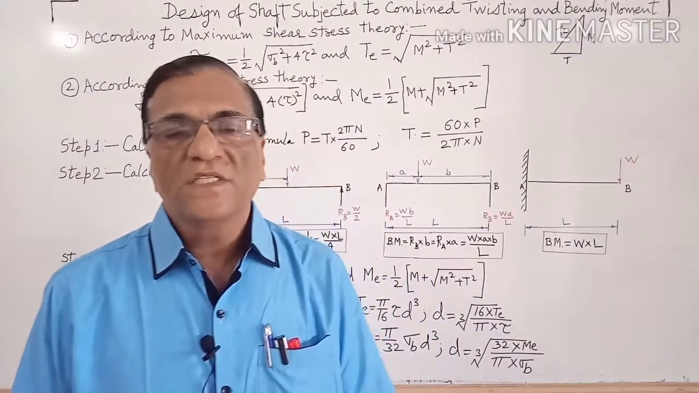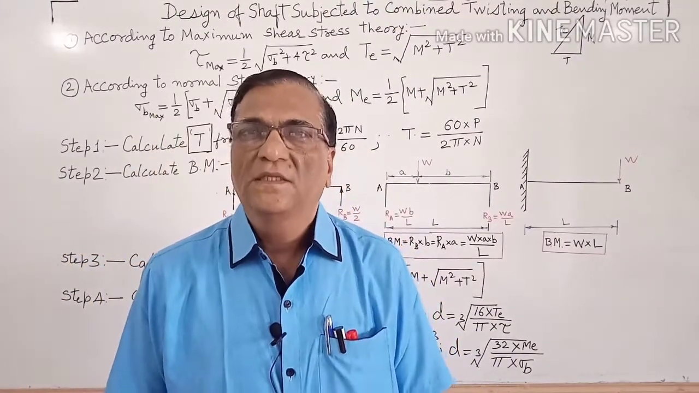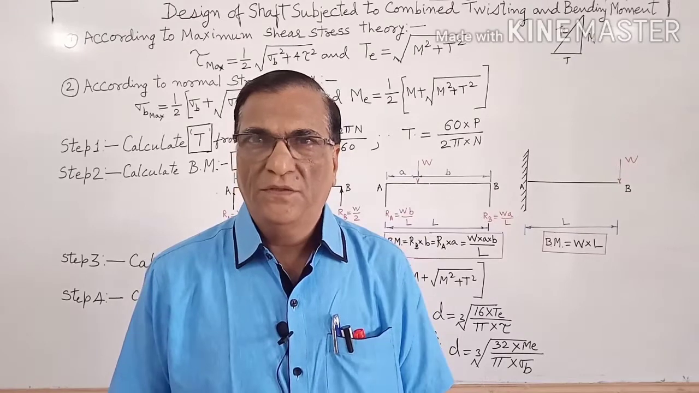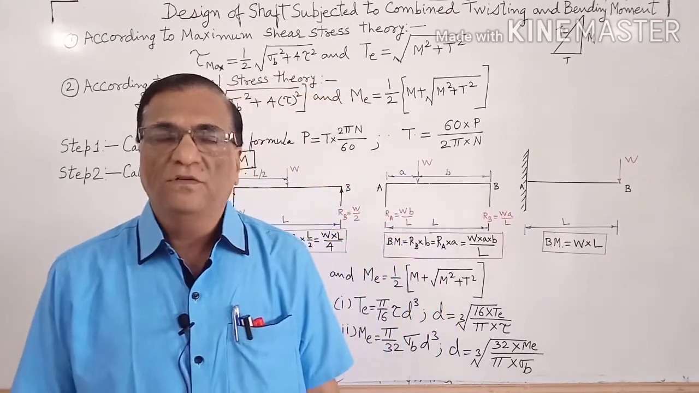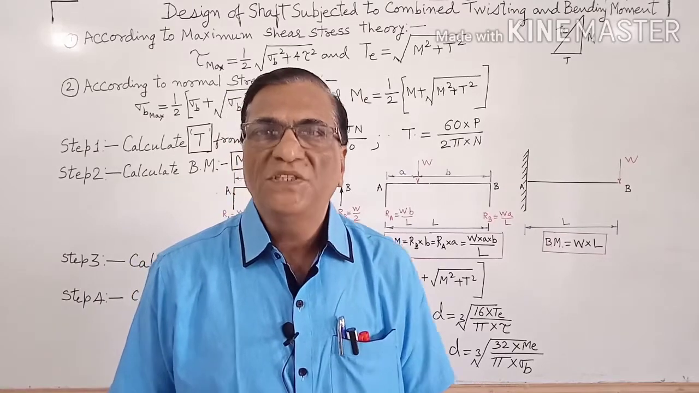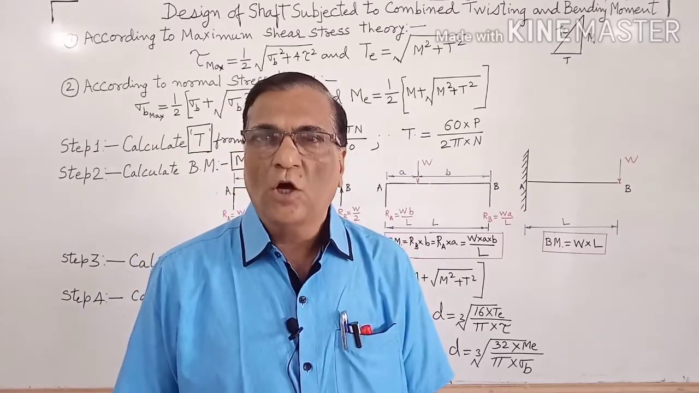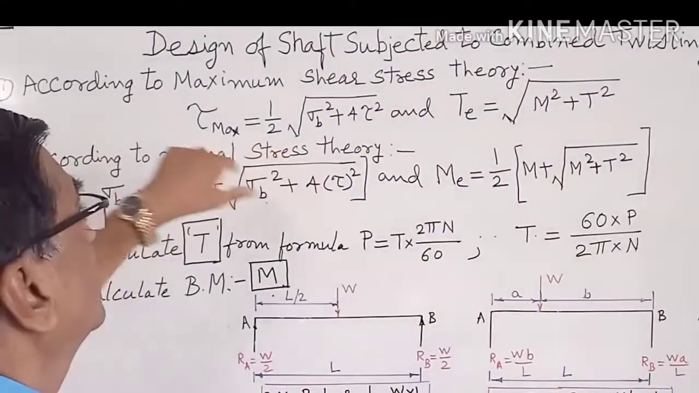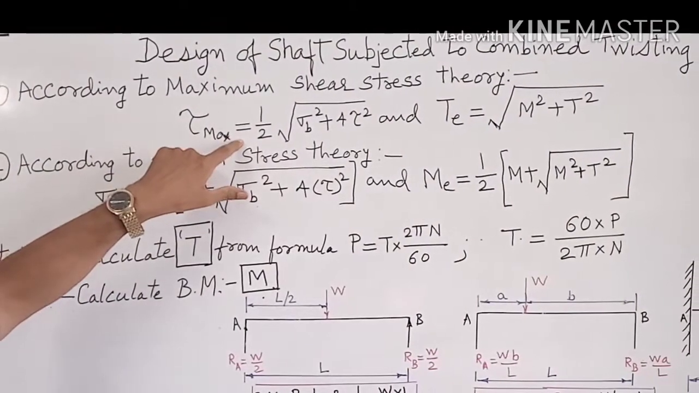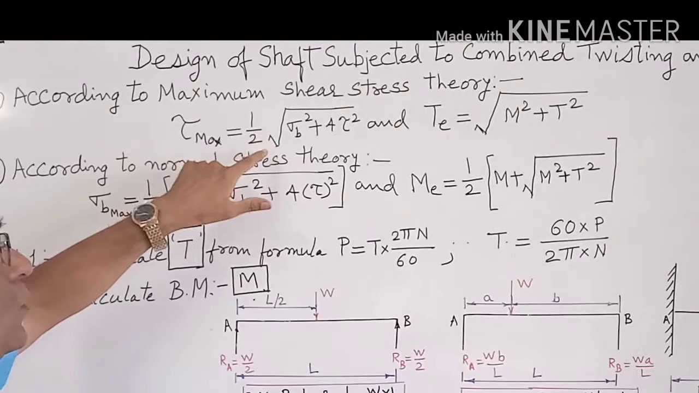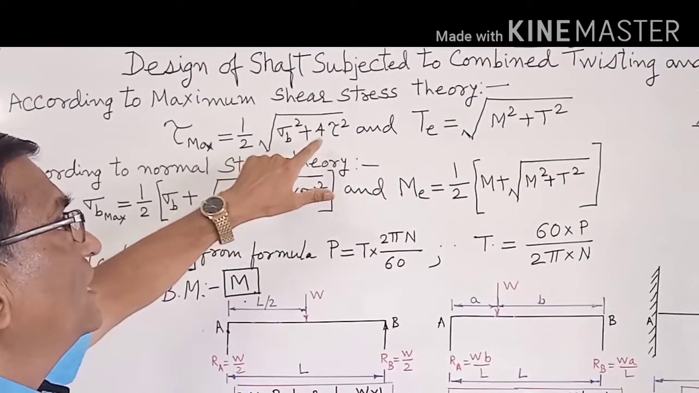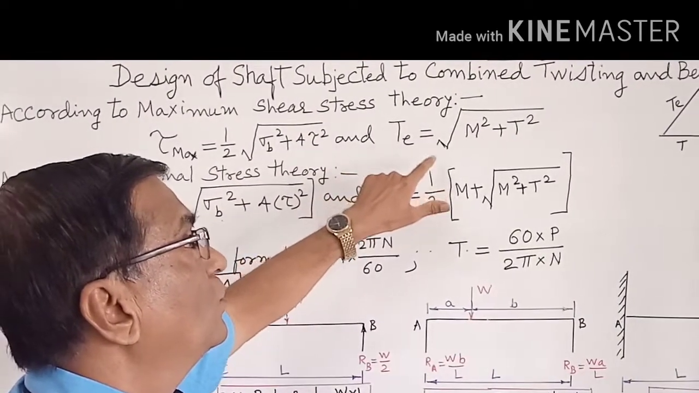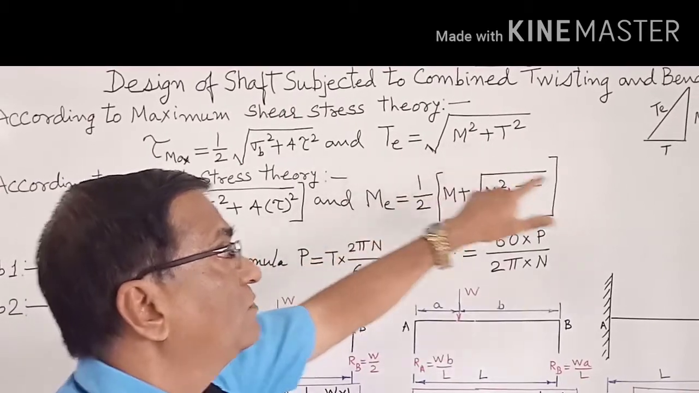In this session, we will study the design of shaft subjected to combined bending and twisting moment. Before studying the design of shaft, we must have knowledge of the maximum shear stress theory and the maximum normal or principal stress theory. Shear stress theory: tau maximum equals 1 upon 2 root of sigma b square plus 4 tau square, and the equivalent torque TE is equal to root of M square plus T square.